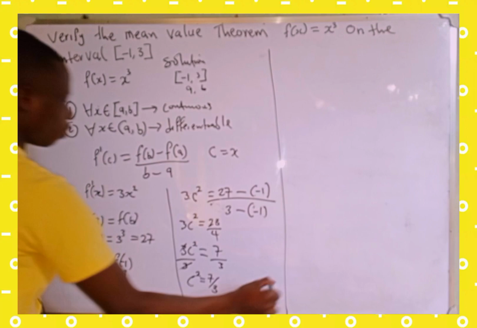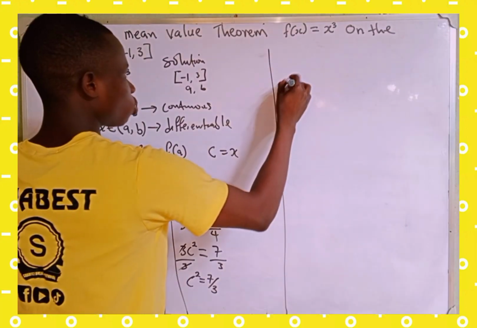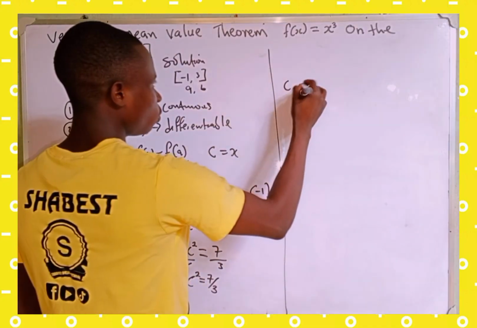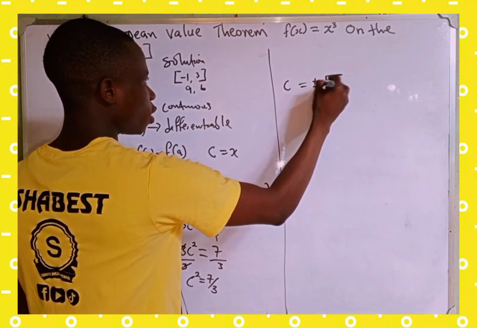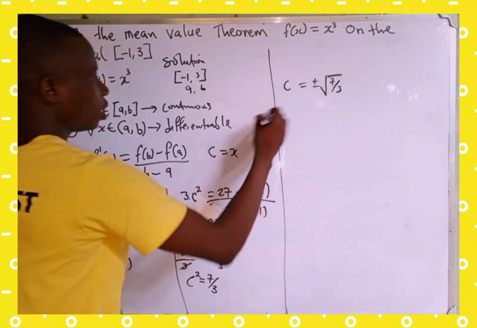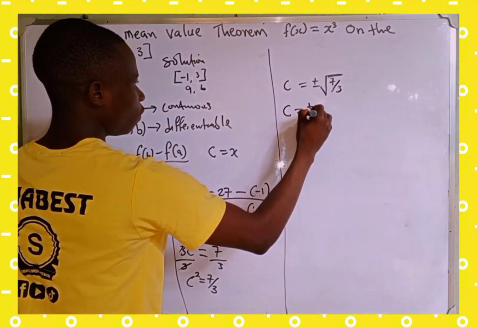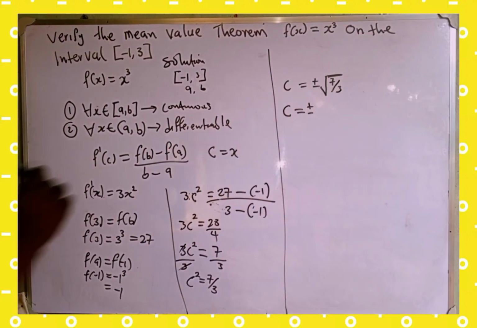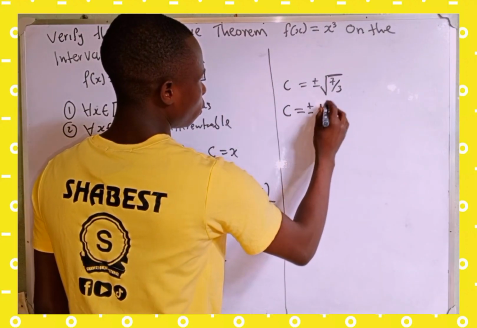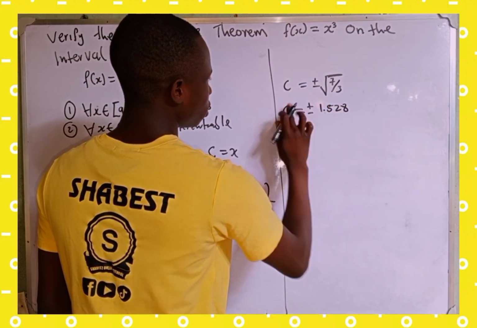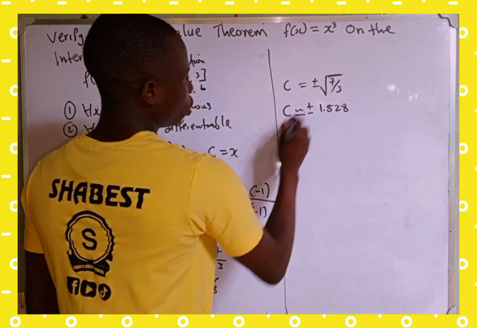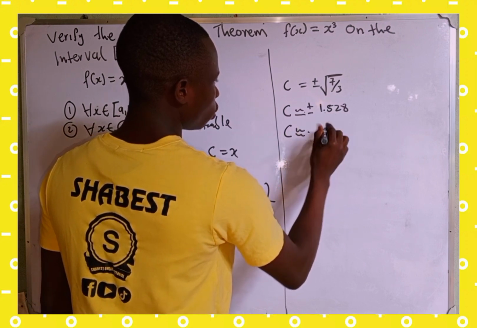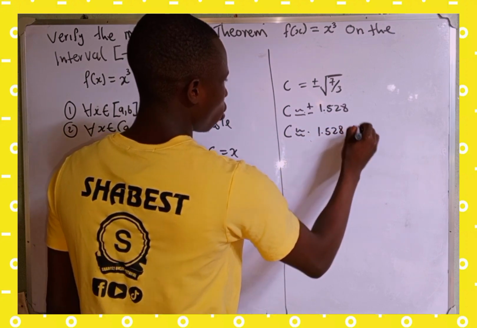Remember, we are looking for the value of c, not c squared. So we take the square root of both sides of the equation. c is equal to plus or minus the square root of 7 over 3. If you take the square root of 7 over 3, we get approximately 1.528, because this is an approximate value. So c is approximately plus 1.528 or negative 1.528.